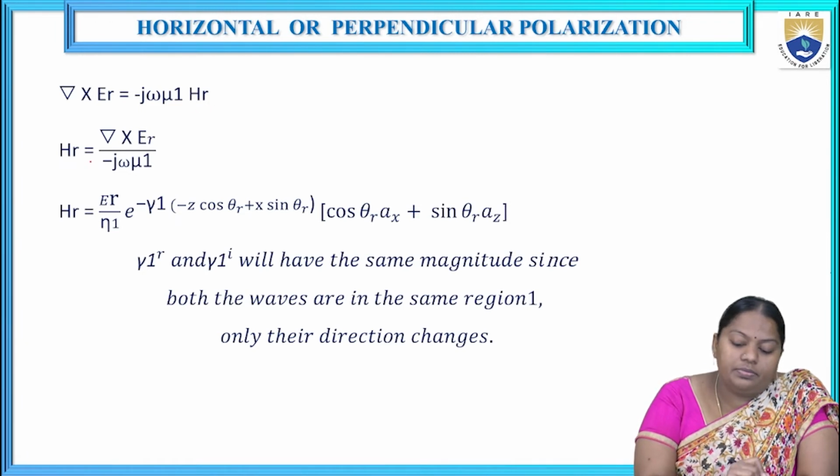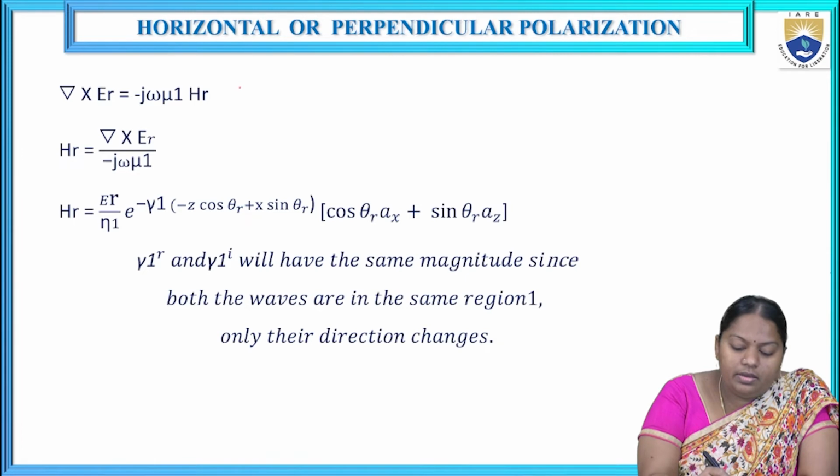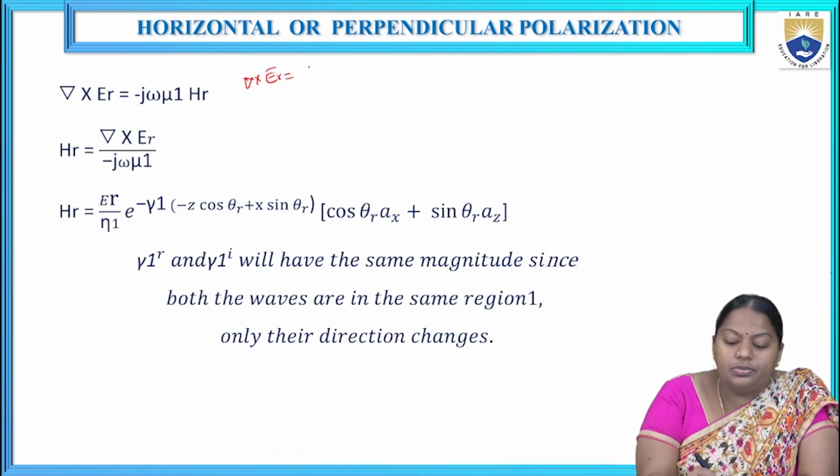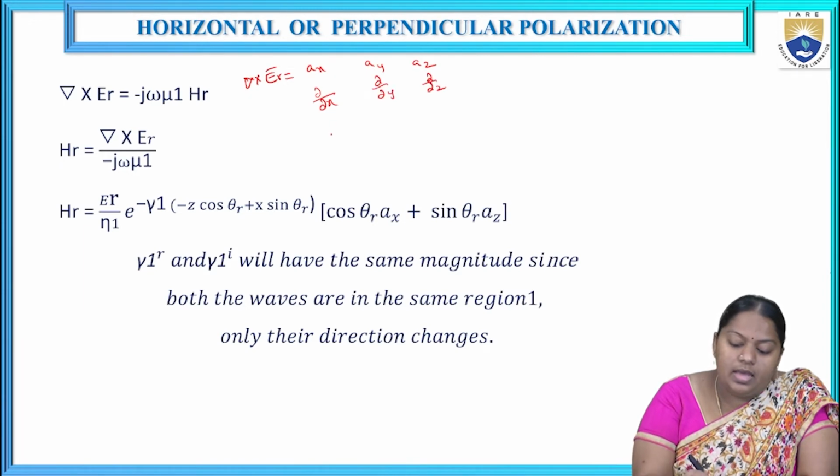Now HR is equal to, as we will write the equation for this, del cross ER bar equal to the determinant form with ax, ay, az as the first row, dou by dou x, dou by dou y, and dou by dou z as the second row. And for the x component 0, the y component as ER into e power minus gamma 1 into minus z cos theta R plus x sin theta R into ay. Means the ay component is this and the az component becomes 0.